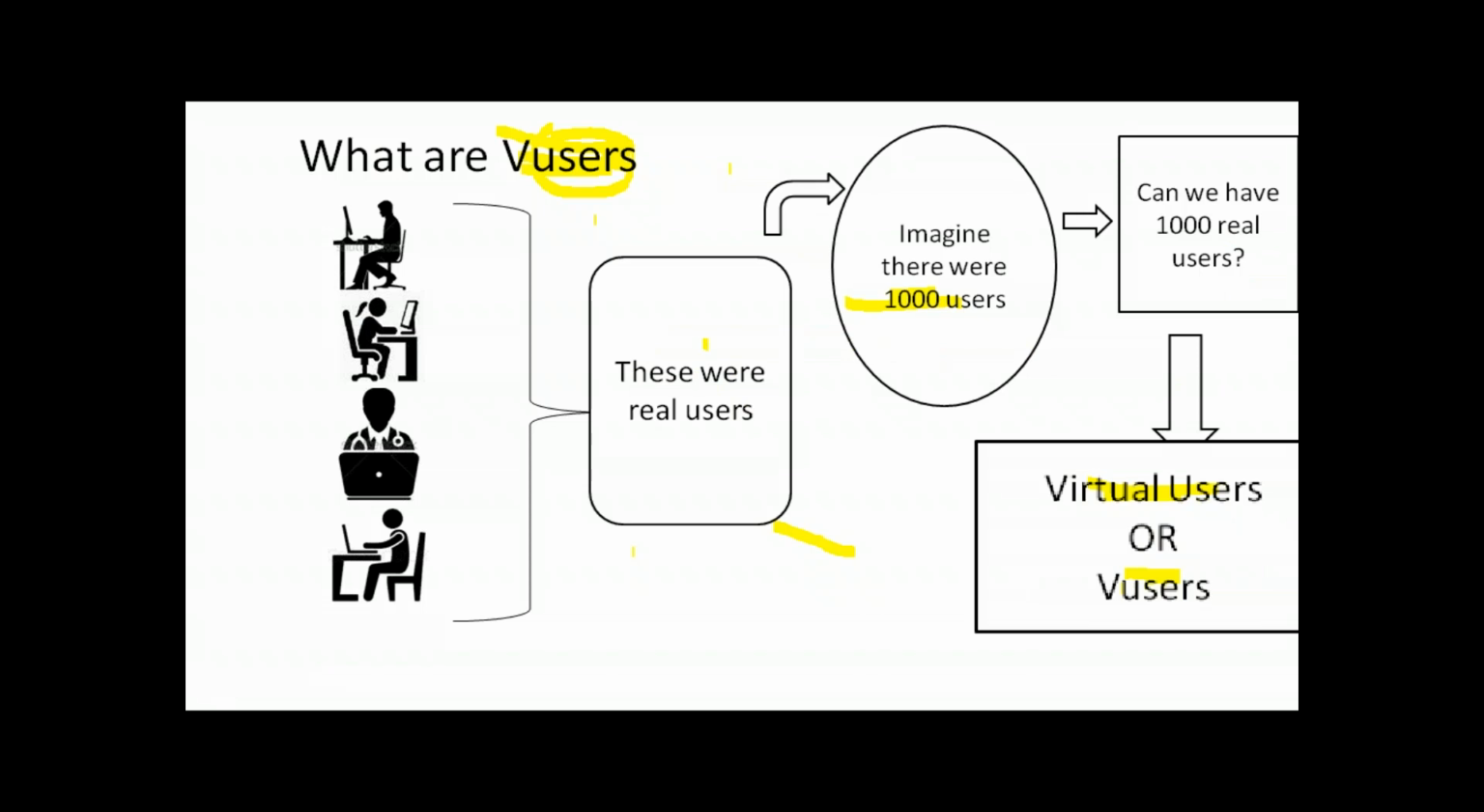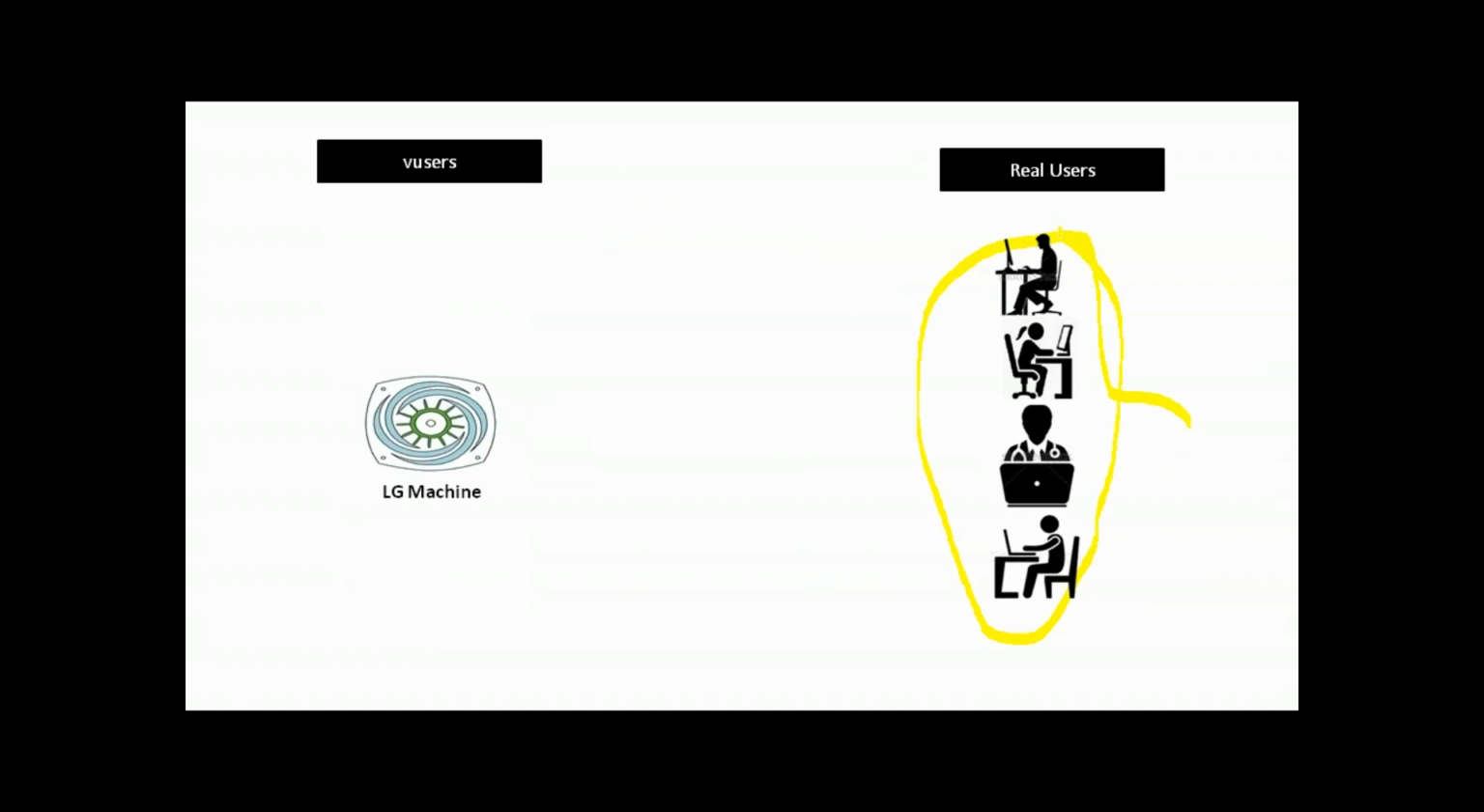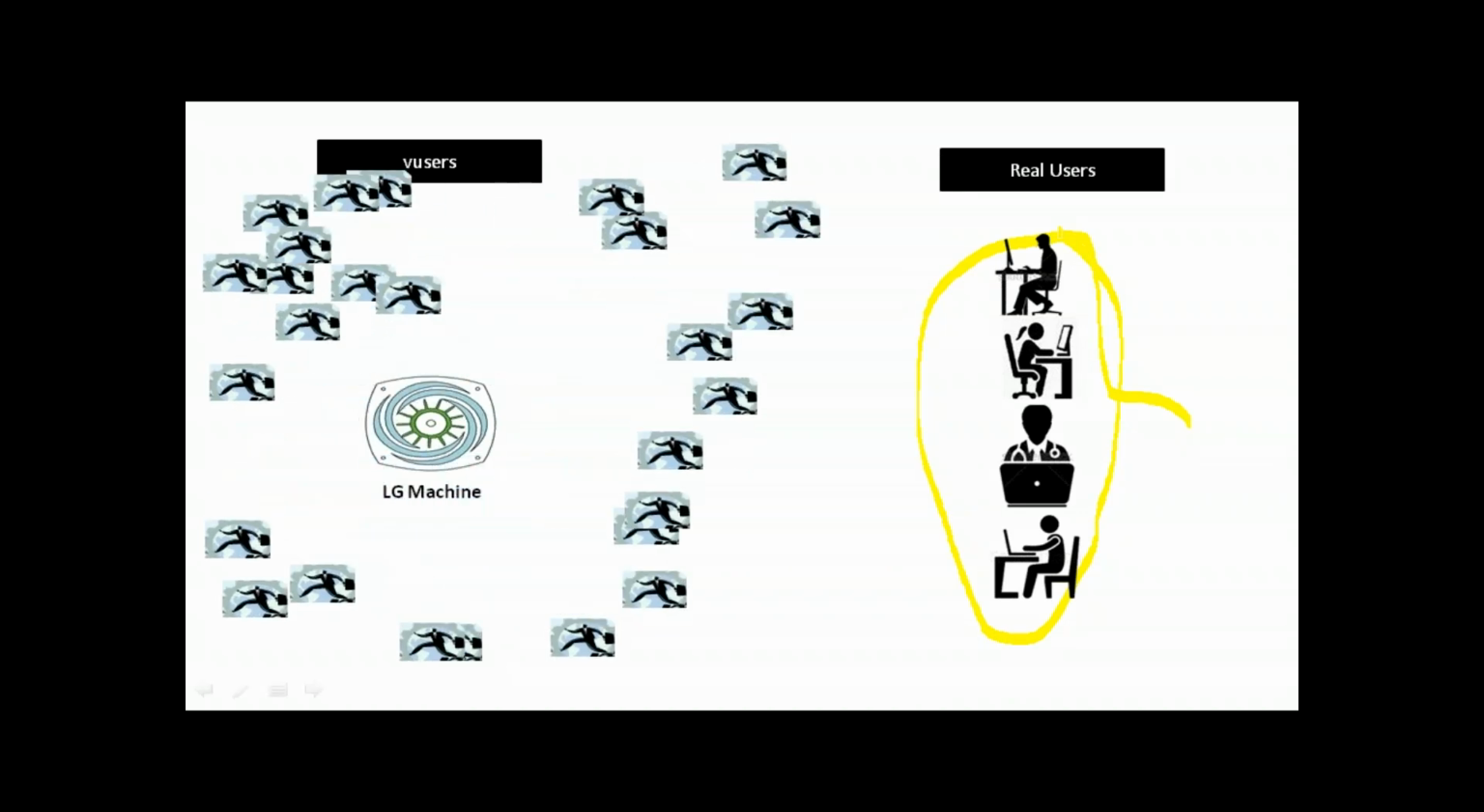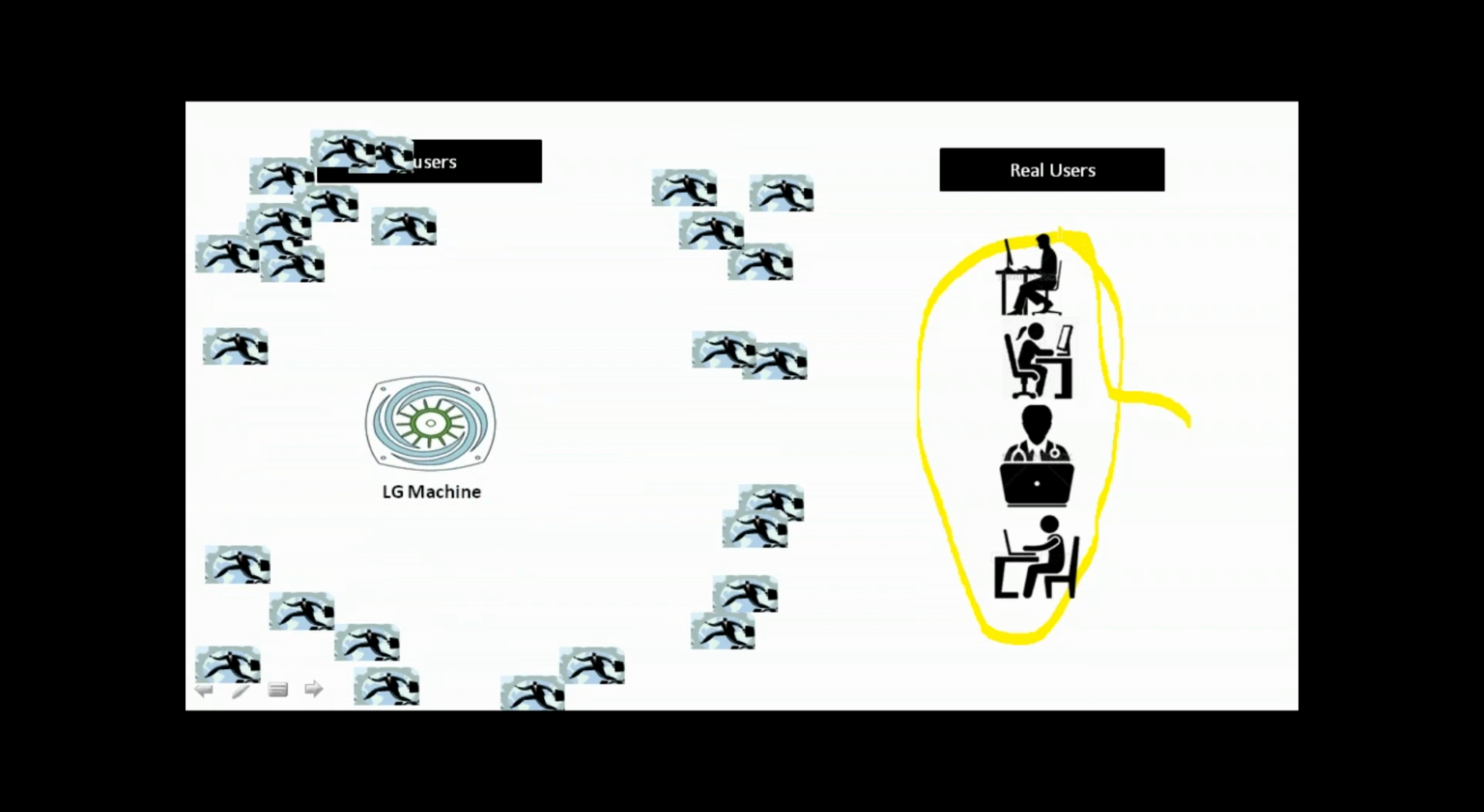So what are these virtual users, or VUsers? Let's see that, guys. Just now we have seen the real users, who will be using a real application called Gmail. Now, virtual users are machine generated users. They are not real. There is a machine which we call an LG machine, or load generator machine, in the LoadRunner tool. Simply, they call it LG.